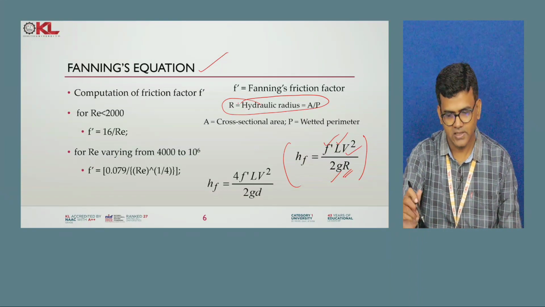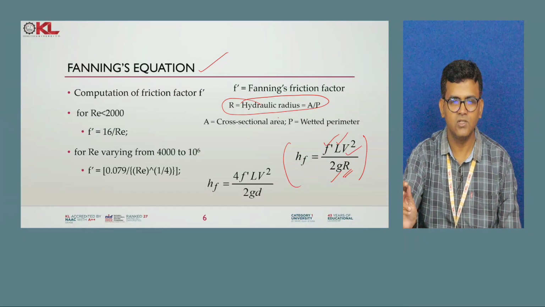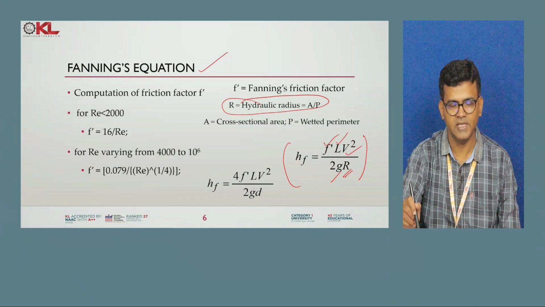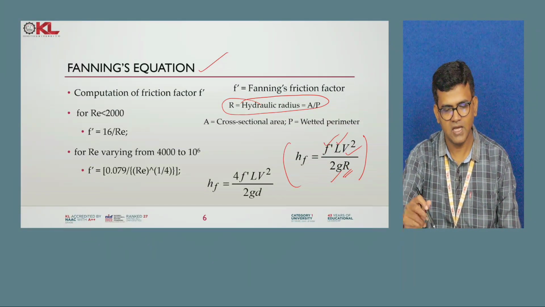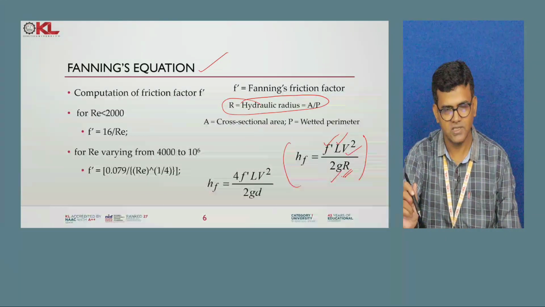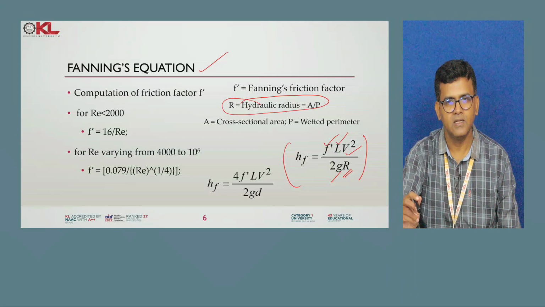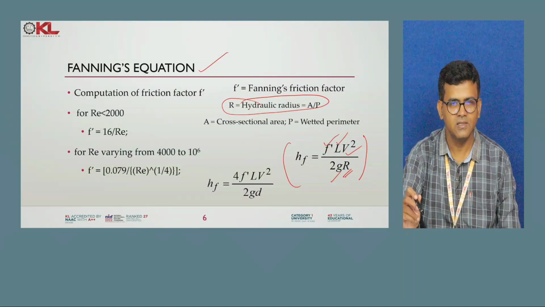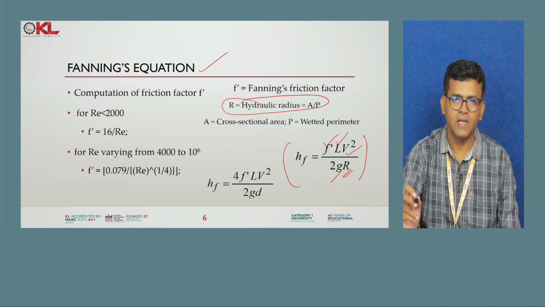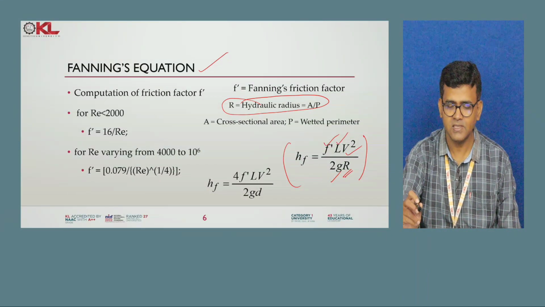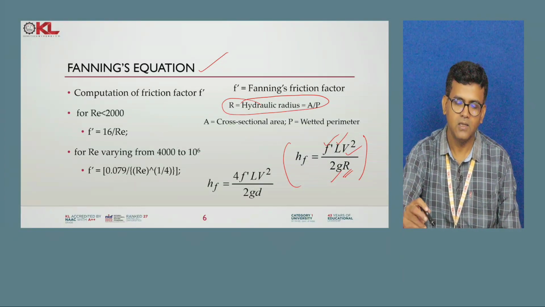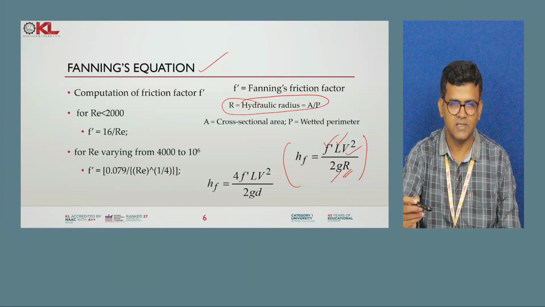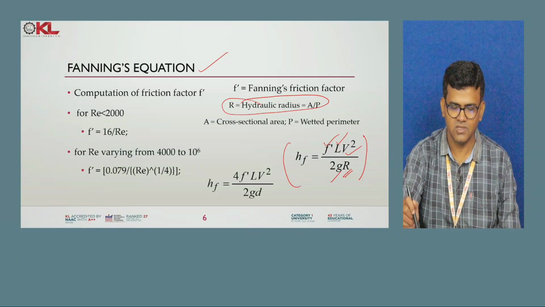So Fanning's uses the hydraulic radius instead of the diameter of the pipe. If you see the previous one, the Darcy-Weisbach equation, they have used D, the diameter of the pipe, in place of the hydraulic radius. So Fanning's uses the hydraulic radius, that is the difference in the equation. He assumes that in the hydraulic radius, only the wetted parameter has the resistance, while in Darcy-Weisbach they assume the friction is all over the pipe, not only in the wetted area. So they use the diameter of the pipe in Darcy-Weisbach, while Fanning's uses the hydraulic radius.